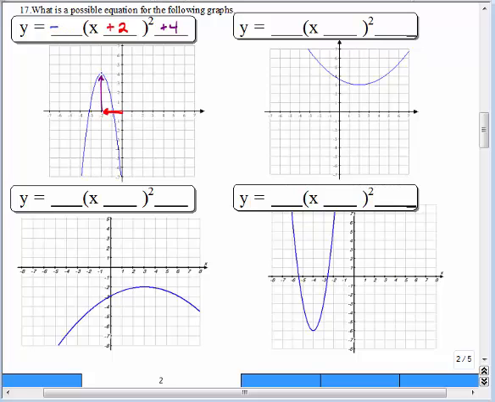And if you look at this, usually a normal parabola goes over 1, up 1, but this parabola has gone over 1, and it looks like it's gone down about 3, so it's been stretched a little bit, so I'm going to say negative 3.